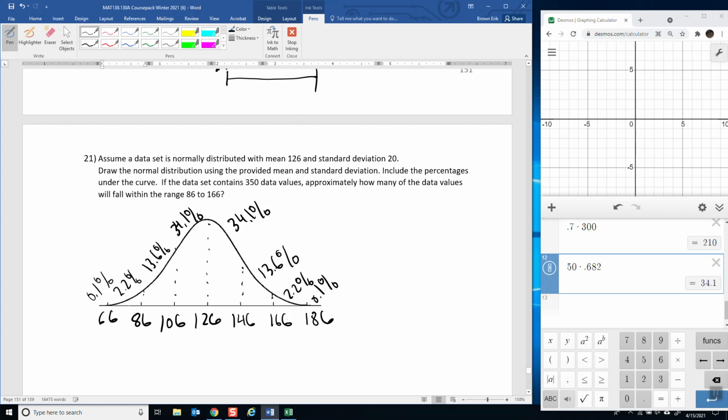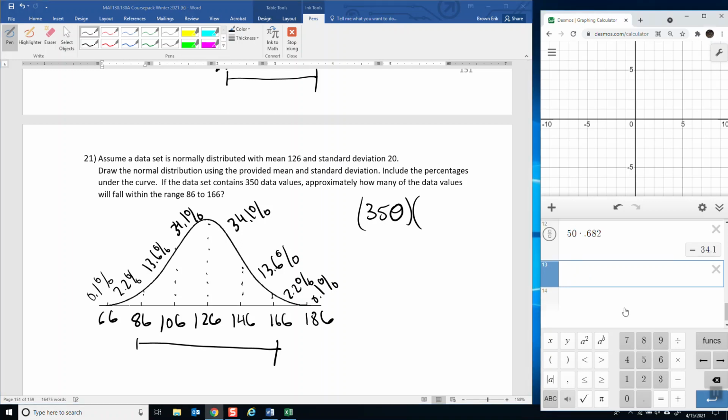Great careers out there. Same question. We have 350 data values. How many are between 86 and 166? So this is 2 deviations apart. So we're going to take these 350 data values and multiply by what percent this represents. Well, I guess I'm going to have to use a calculator here. It's the 68.2 that we already had from before plus 2 13.6s.